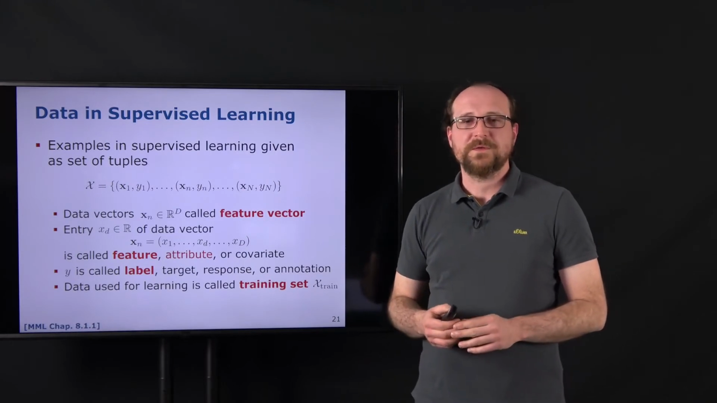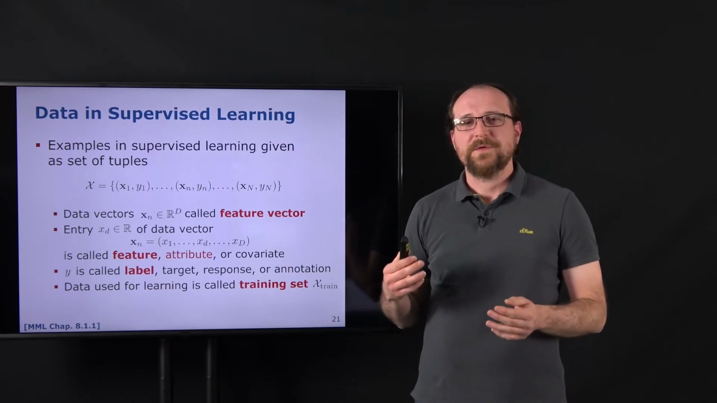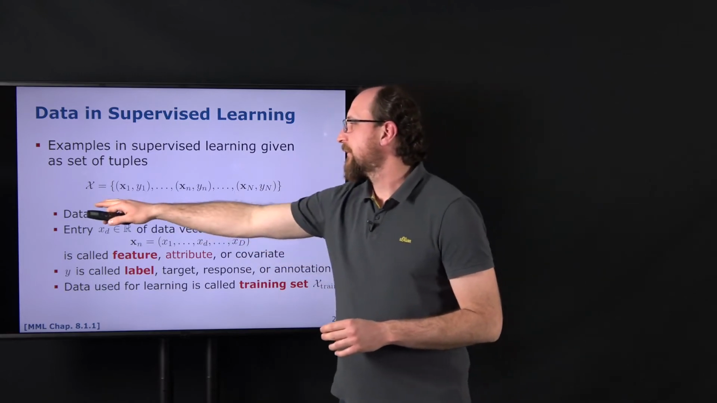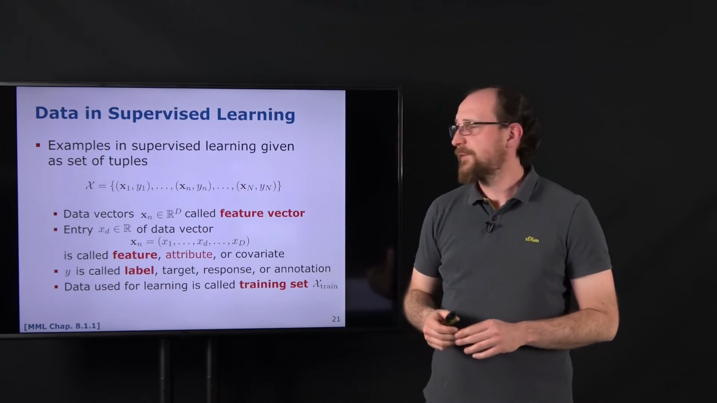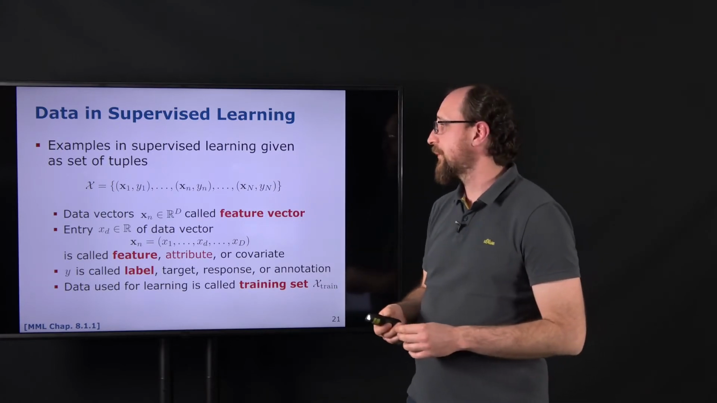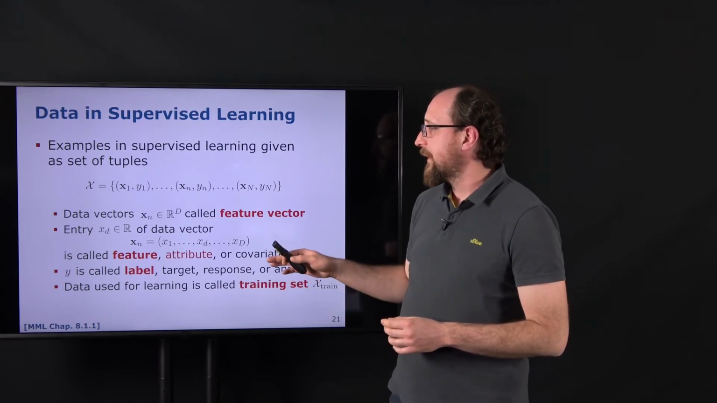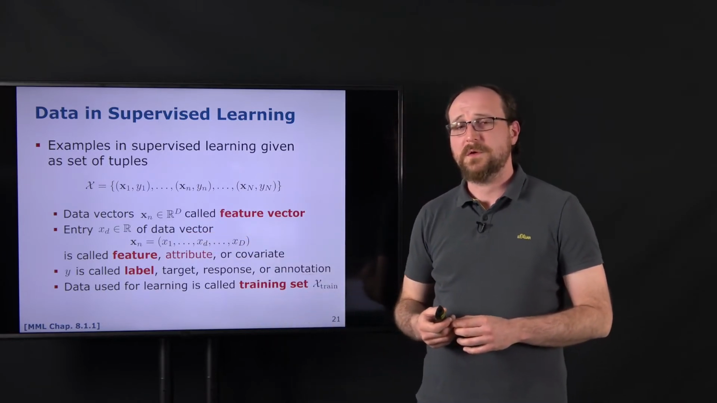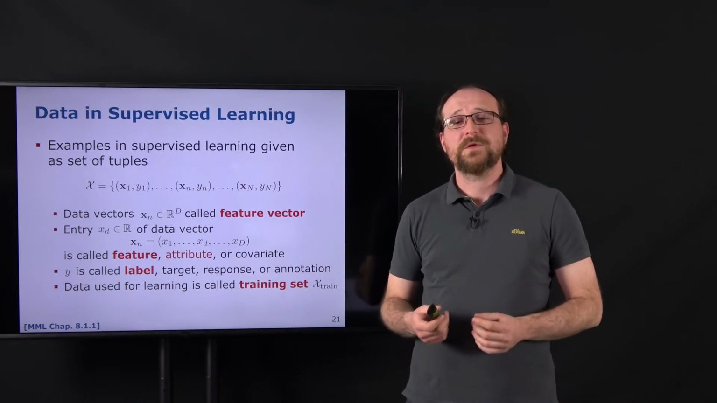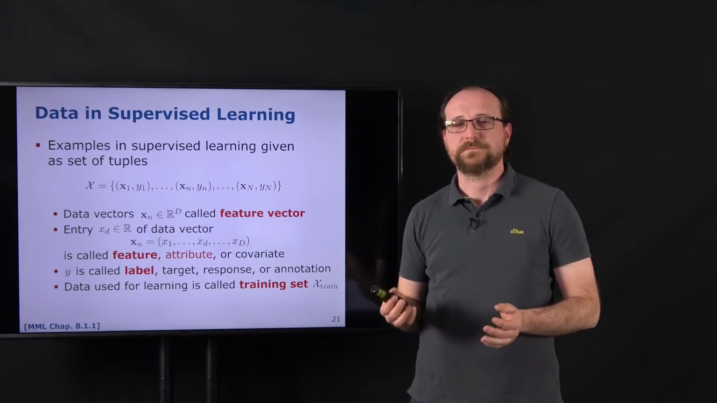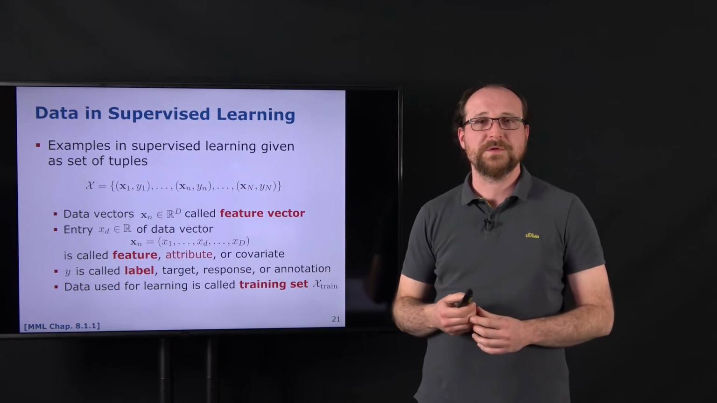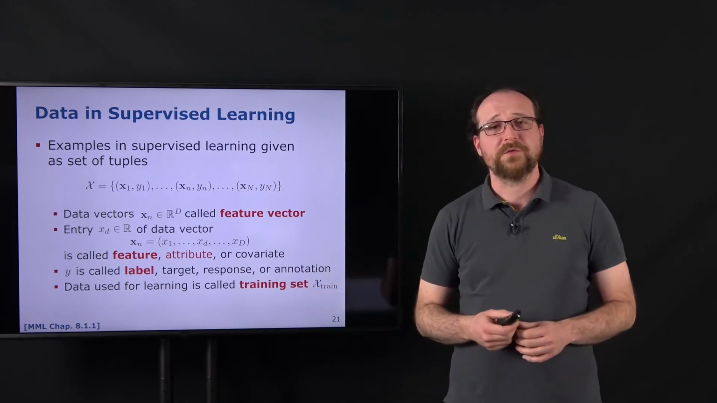What we are usually dealing with in supervised learning is data that is organized as vectors. We have examples given in this set as x1, y1 until xn, yn, so n examples, and each x is a d-dimensional vector, here called a feature vector. This is usually the name used for these vectors. Each entry of this data vector is called a feature, attribute or covariate. The y variable in supervised learning, in unsupervised learning we have no y, is called the label, target, response or annotation. In the following, we will always call the data used for training a model, from which we learn our machine learning algorithm, the training set, and we will use xtrain for this.